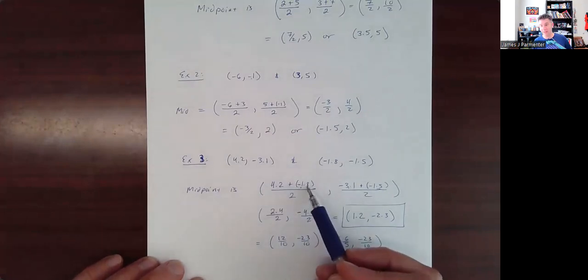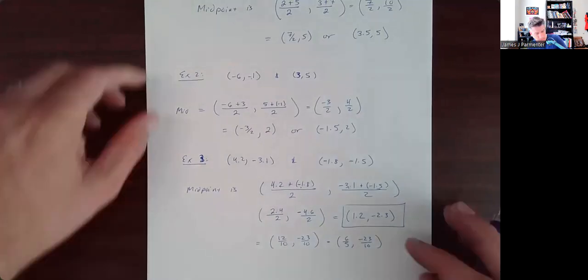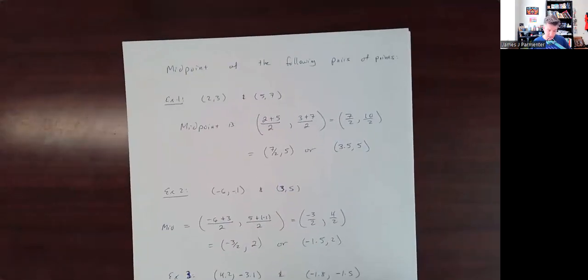It's certainly less negative than -1.8 because it's a positive. But yeah. All right, let's look at the other thing, which is the distance formula. And again, we'll start off with an example.